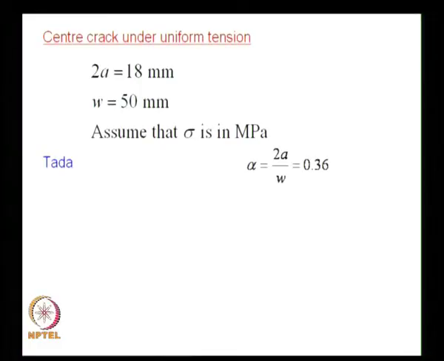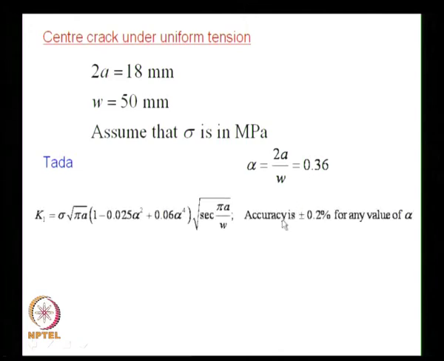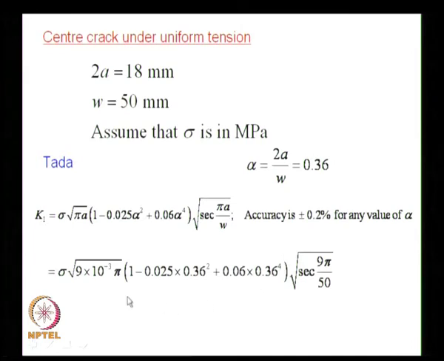And we also saw one more formula, that is the Stardust formula, that was giving a better accuracy. And what was the result that we were getting in the Stardust formula? Alpha to be taken as 2a by w, so you have to get that as 0.36, and the formula is like this, sigma root pi a multiplied by 1 minus 0.025 alpha square plus 0.06 alpha power 4 whole multiplied by secant pi a by w. And when I substitute the relevant quantities, I get the result as 0.1678 sigma MPa root meter.